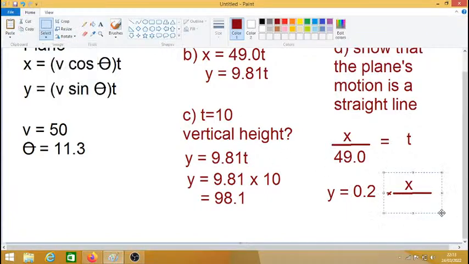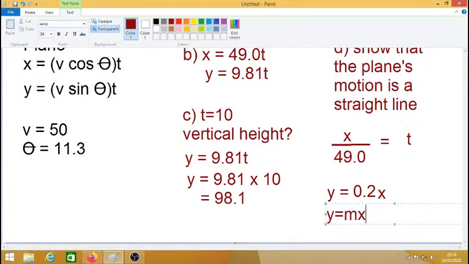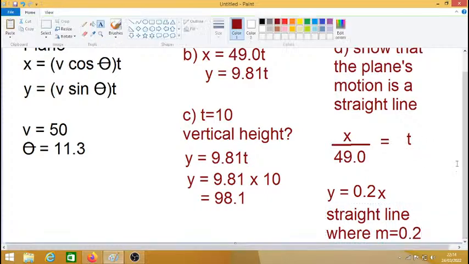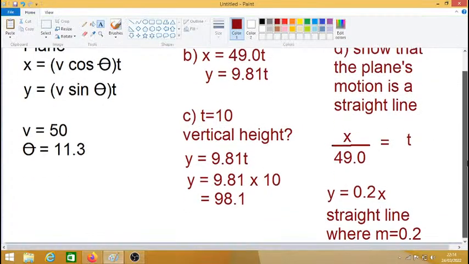You can hopefully remember that it's simply following the format of y equals mx plus c, with the c being 0. So we can take that out. We're just left with mx, and that format is a straight line where 0.2 is the gradient. Okay, and that's enough to show that the plane's motion is a straight line.